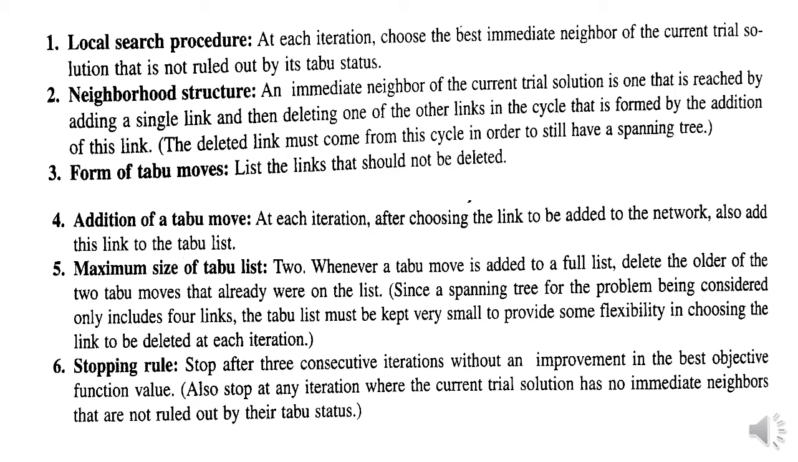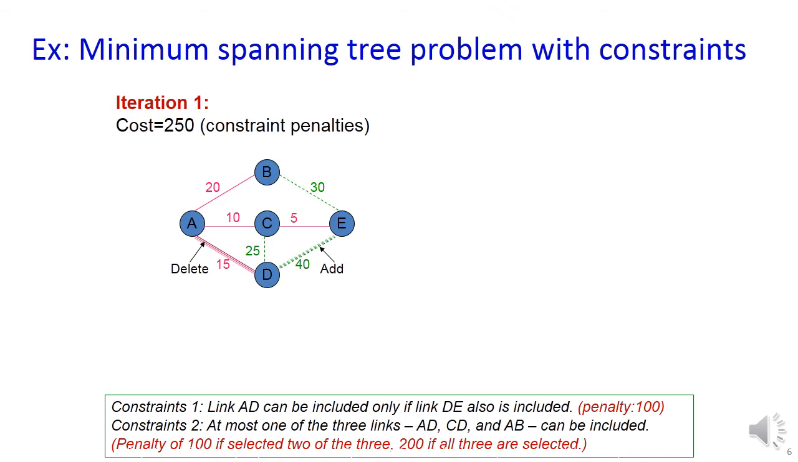So let us understand this with respect to one example. Let us consider the spanning tree that is given to us. We start with the initial solution, which is nothing but this solution: AB, AC, CE and AD. Of course, we have seen that the cost is 50 plus 100 plus 100, which is 250. The 100s are because of the penalties, and 50 is the actual cost of the tree.